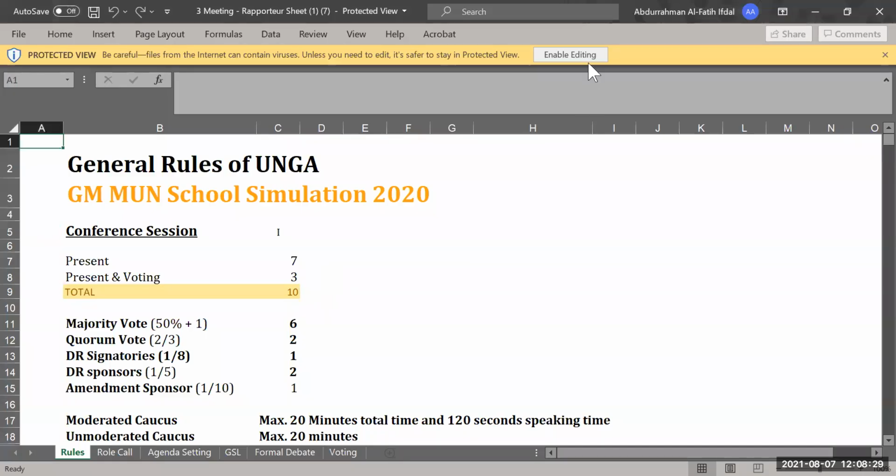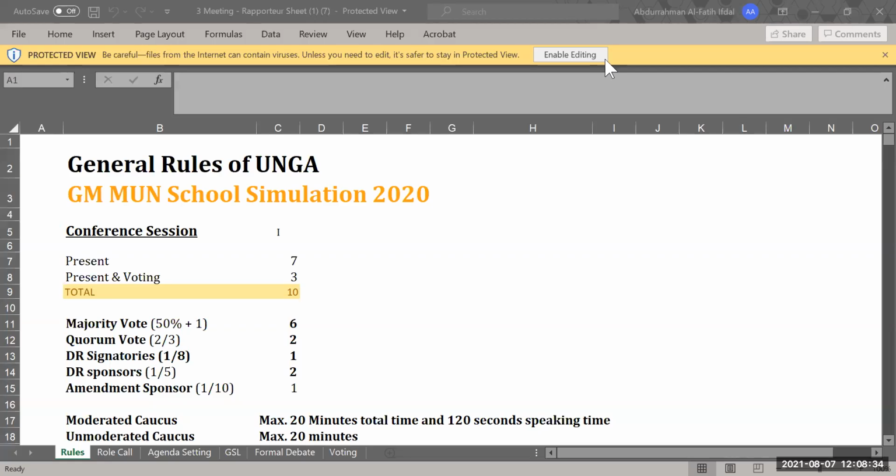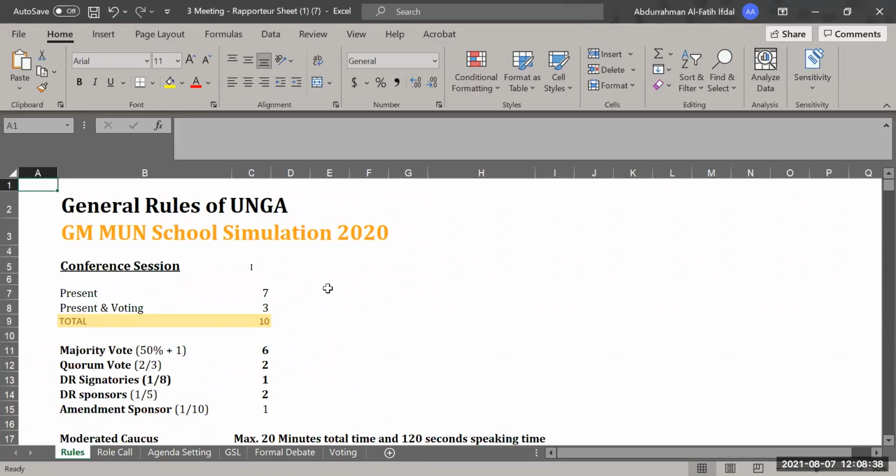Okay, I will start sharing my screen for the simulation part. So this is the Excel sheet, the spreadsheet for the technical simulation of MUN. Again, if we recall, MUN starts from roll call, continues with the general speakers list, and then we will have moderated caucus and unmoderated caucus afterwards. The last one will be the voting resolution part.